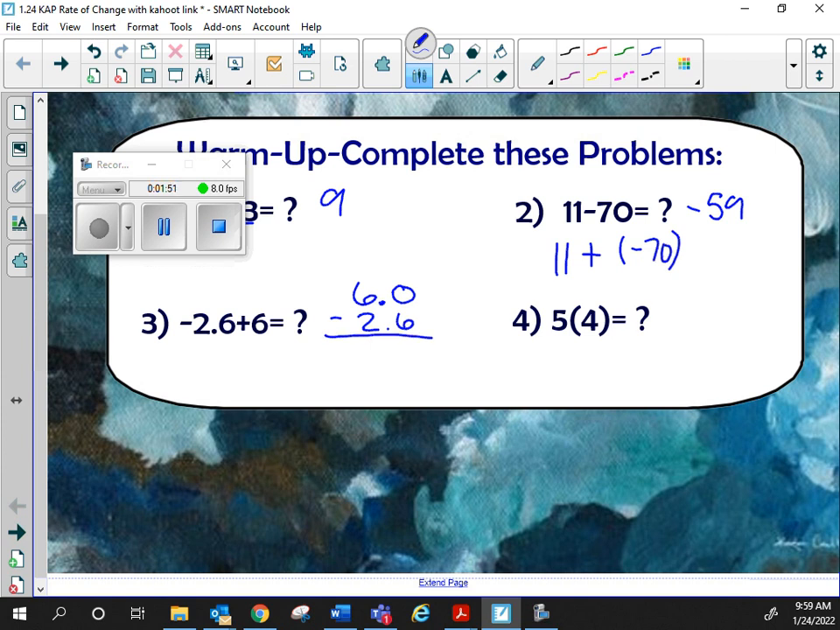When I subtract, I need to regroup. 10 minus 6 is 4. Drop that decimal, and 3. Again, is it positive or negative? Positive, because there's more positives. Okay? Just a refresher. And lastly, when the 5 and the 4 are next to each other like that, that means multiplication, and that answer would be 20. Very good.